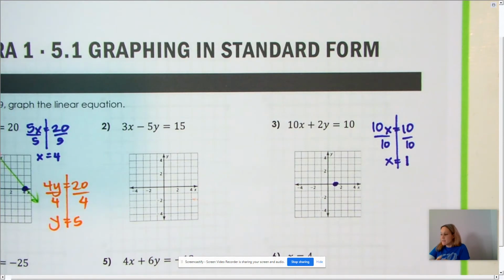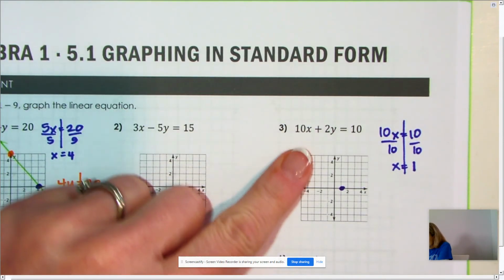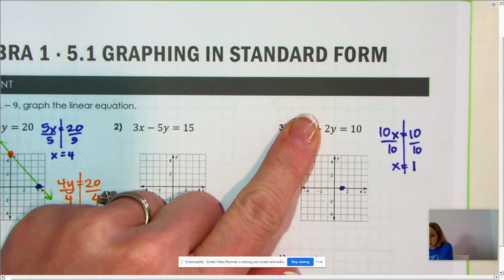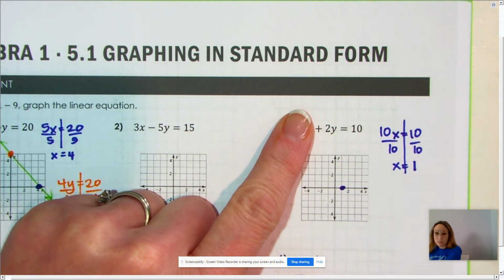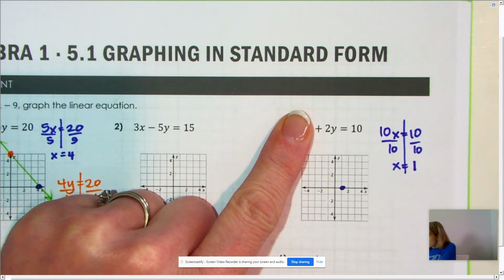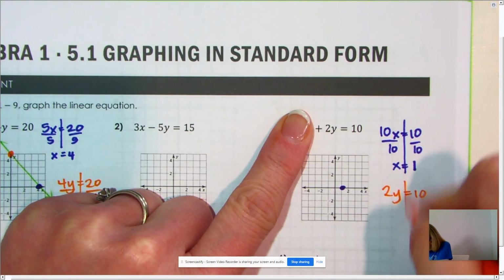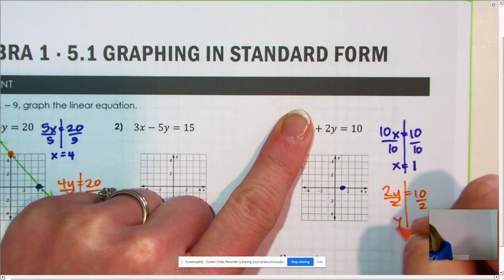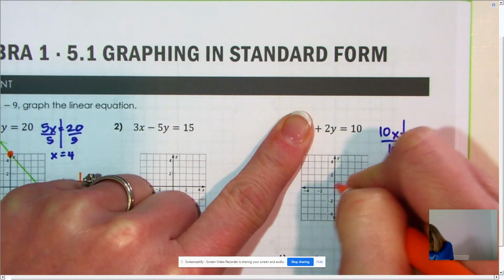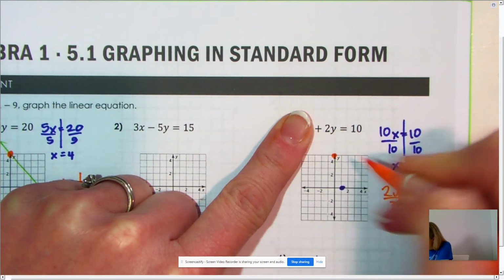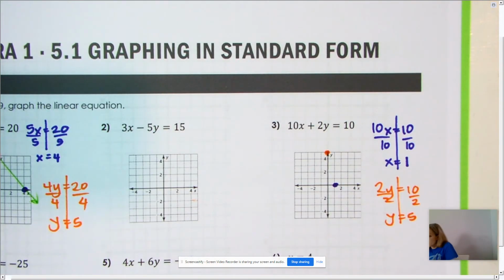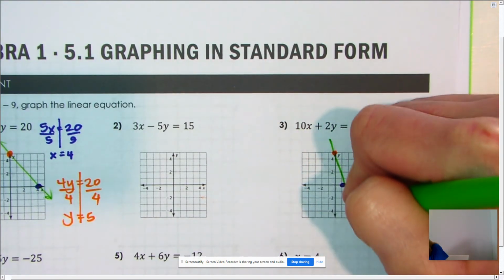Then I'm going to do the y's. So I'm going to put a 0 in for x, and that part's going to cancel. Well, it's going to multiply by 0, which is just 0. And so I'm going to write 2y is equal to 10. I'm going to divide by the 2, so y is equal to 5. So I'm going to go to the y-axis. I'm going to go to positive 5, and then I am going to connect the dots.